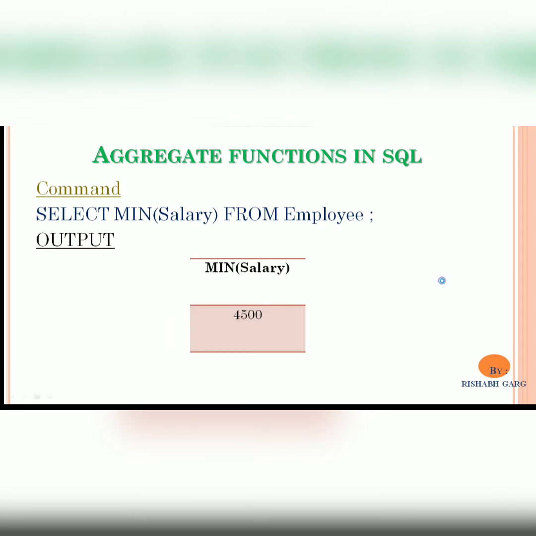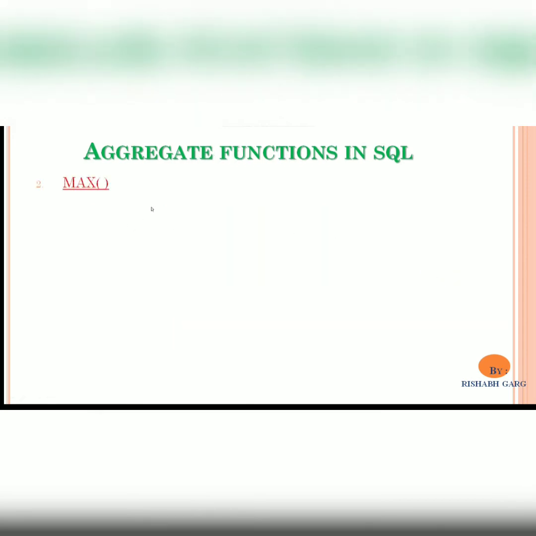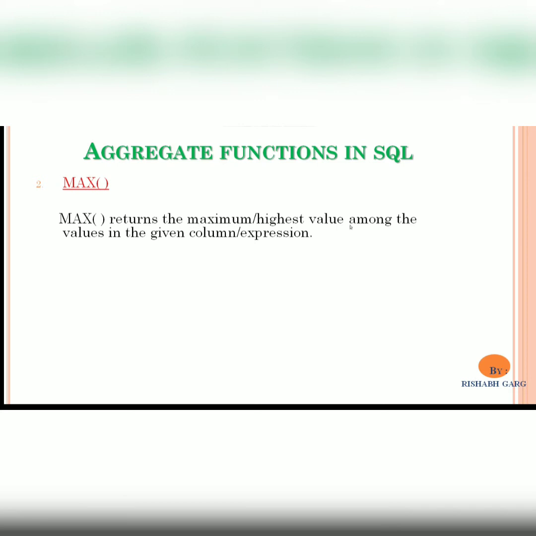So let's move on to our second function, that is max function. So max function returns the maximum or the highest value among the values in the given column or expression. For using the max function, we will use the following syntax. First, we will write the select statement. After that, we will use the max function. Then after, we will write the column name as an argument. Then after, we will use the from keyword. After that, we will write the table name, and at last we will use the semicolon for terminating our command.